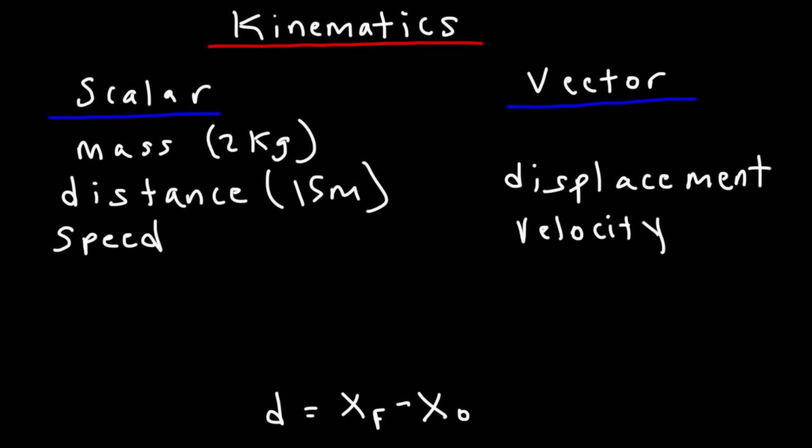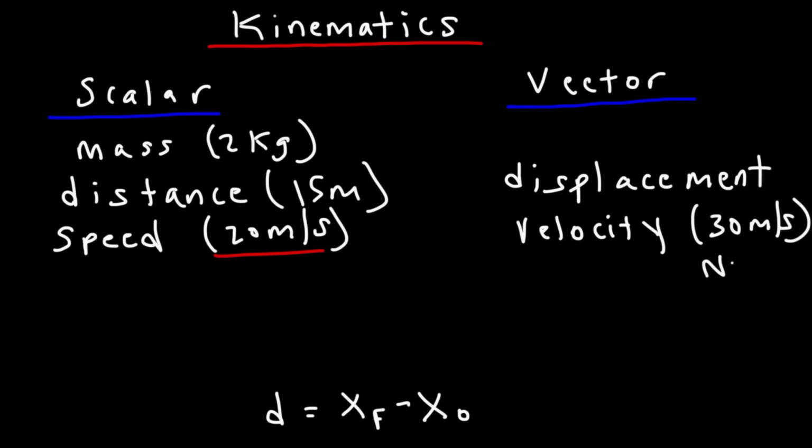So if you were to say a person is traveling at 20 meters per second, you're describing the speed of the person. This is the magnitude. But let's say if a person is moving at 30 meters per second north, you're describing velocity because you've mentioned his speed along with the direction. So you have both magnitude and direction, which makes it a vector quantity.